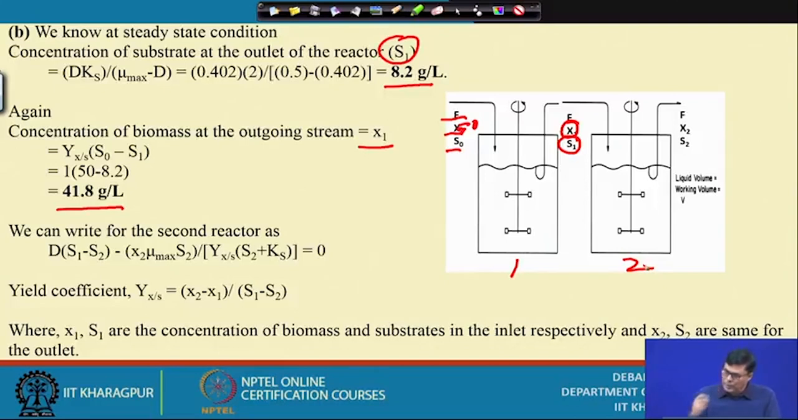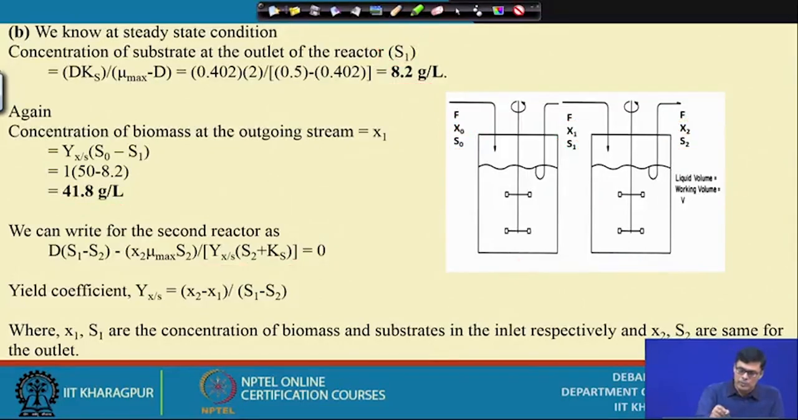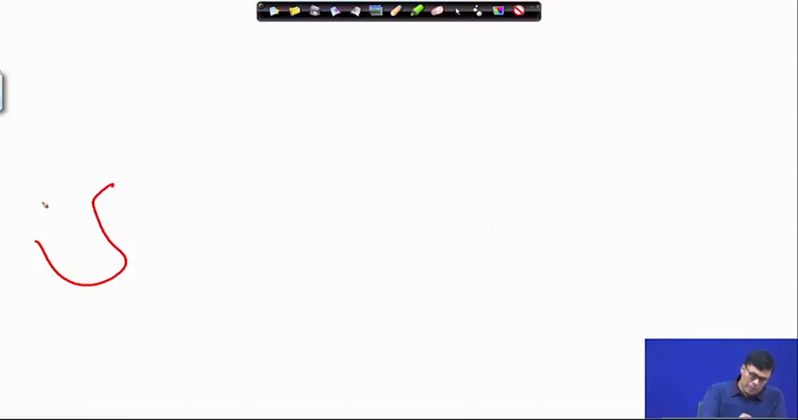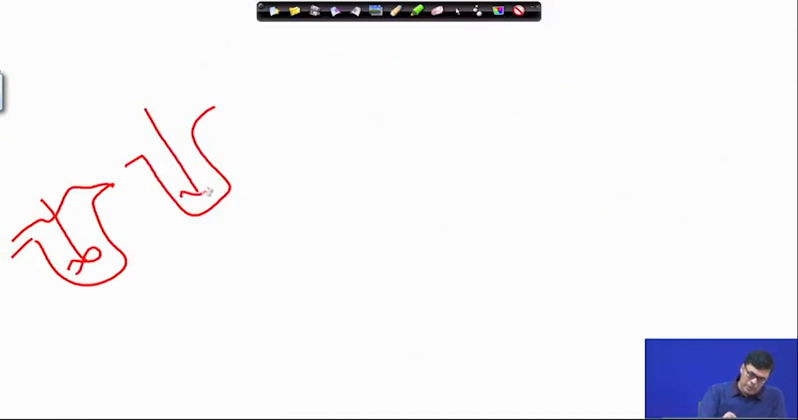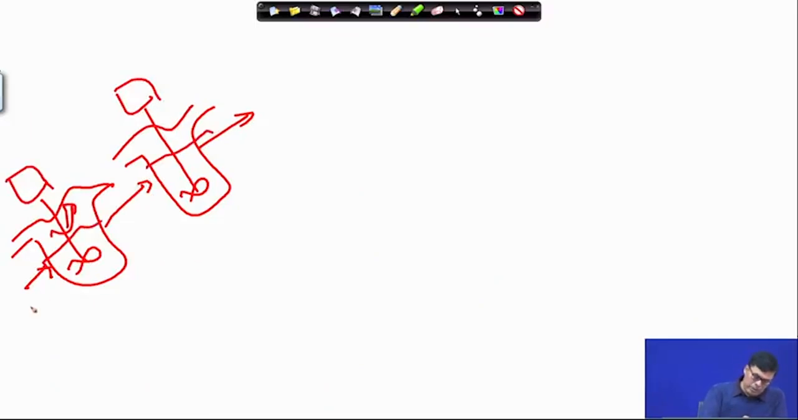For the second reactor we have to find out the value of X, and we are interested in finding the value of S 2. Because if it is more than 1 gram per liter, we have to analyze again for the third reactor. So, let us see what the substrate concentration should be in the second reactor. For doing so, we can write the substrate balance, and this equation will come. Let me show you how this equation has come. Suppose, as I was telling, this is the first reactor, this is the second reactor, am I right? So, it is like this. Now, here you have X 0, S 0, this is S 1 and this is S 2, am I right? And this is X 0 equal to 0, and this is X 1, this is X 2.